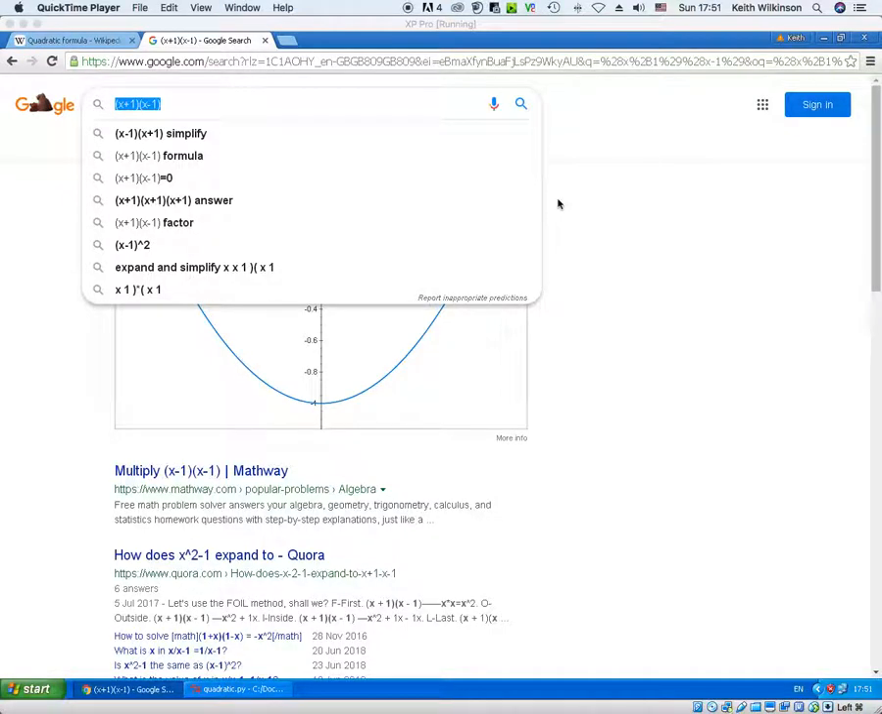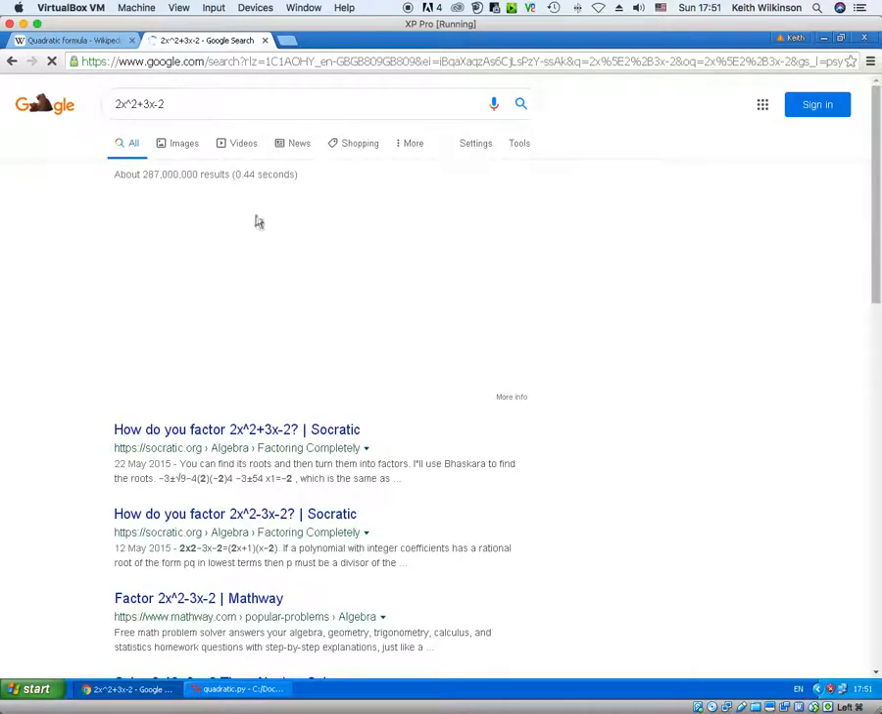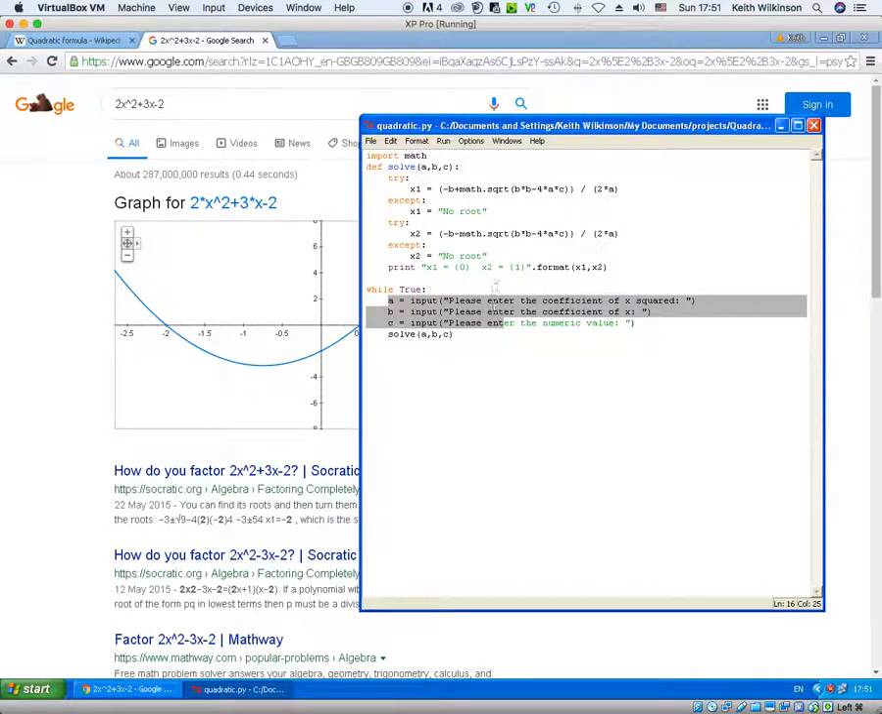Okay, let's analyse this a little bit further. What I want to do is probably end up with a factorisation of the equation that I've got, which is probably what you have to do in the maths paper as well. So you'll be given, let's say, this graph, 2x squared plus 3x minus 2, and we know that gives us two roots, one at minus 2 and one at 0.5, and we used our quadratic program to actually do that.